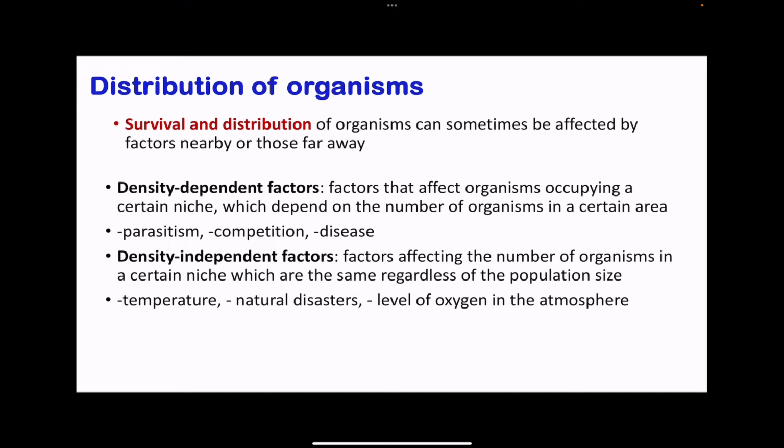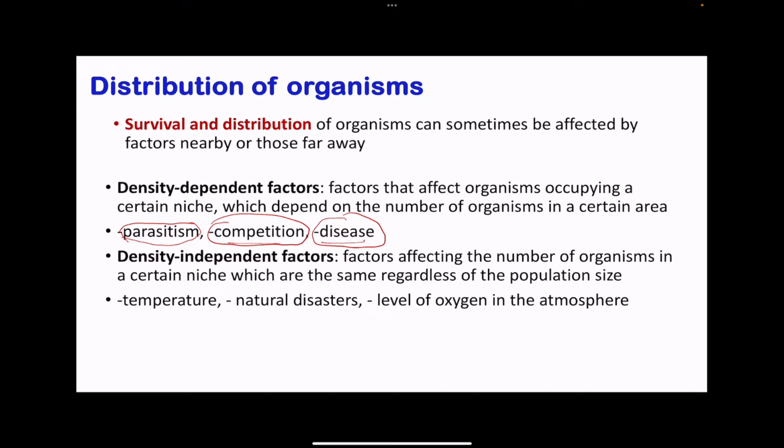Survival and distribution of organisms is sometimes affected by factors. This could be density dependent or density independent. The density dependent factors affect organisms that live in a certain area. These include parasitism, competition, and disease. If there are more organisms within an area, then the parasites are going to spread really fast. There is going to be greater competition for resources, and there is going to be faster spread of disease.